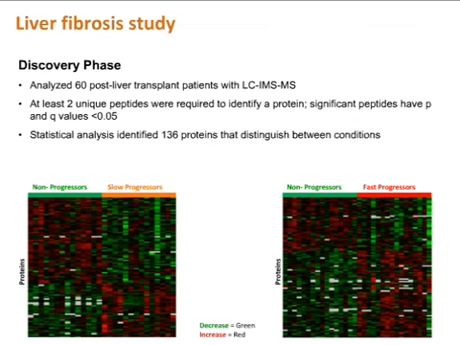In the discovery phase, we made it so that you had to find 2 unique peptides per protein in order for a protein to be significant. From this study, we found 136 different proteins that distinguished between the non-progressors and either the slow progressors or the fast progressors. You can see from the heat maps below that you can definitely see a change in the different conditions, but due to the diversity of the human population, it's not a perfect red to green. That's why the more patients you can analyze, the better your data will be.